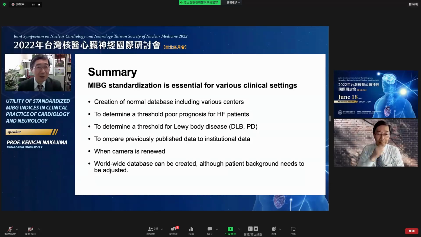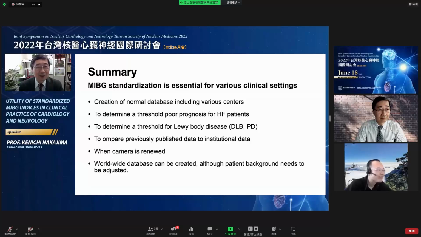By such an MIBG standardization method, a worldwide database can be created, although patient background needs to be adjusted. I'm very happy to be able to share these results, and I hope good cooperation will make progress from now on between Taiwan and Japan. Thank you very much for your attention.